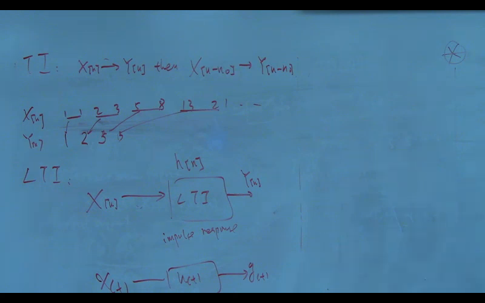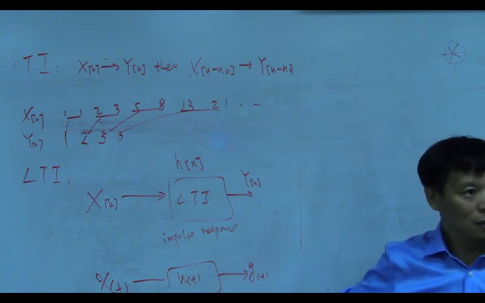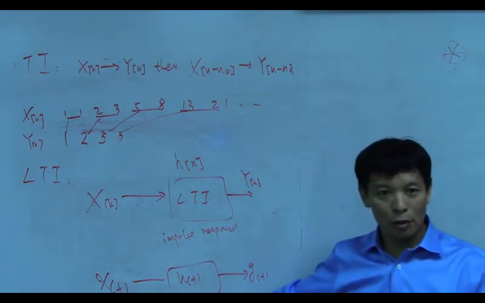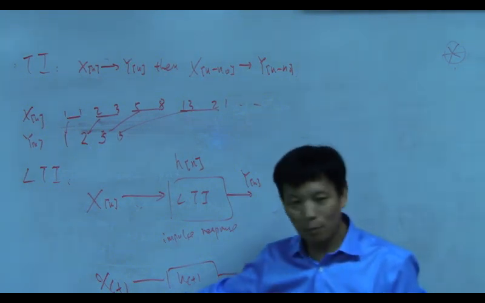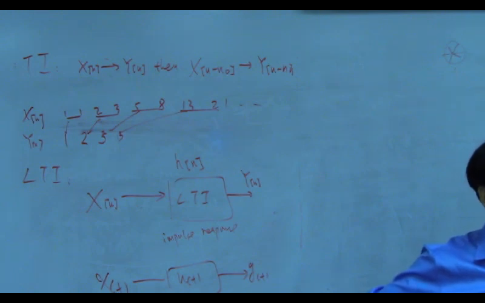I think the second homework is almost due, right? So you need to practice this. What is that? You are given a system, the impulse response is h(t), and you are given an arbitrary input. What is the output? How to calculate this?